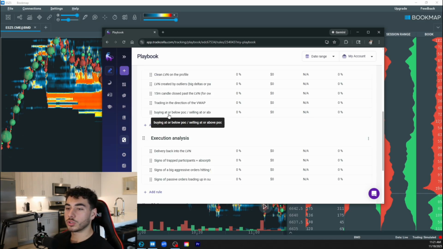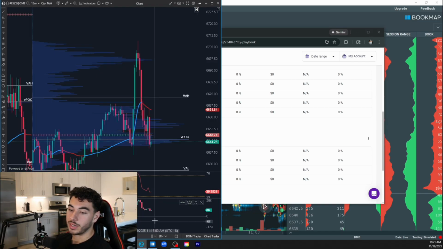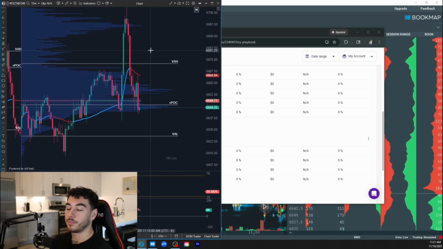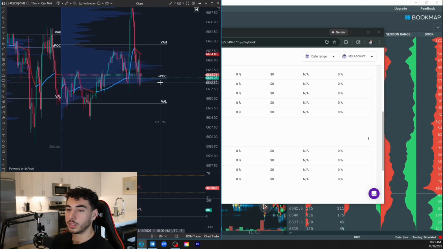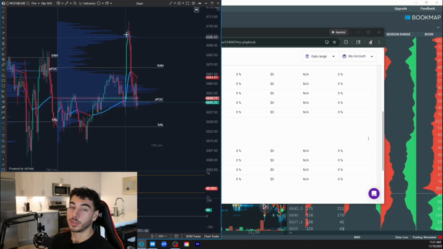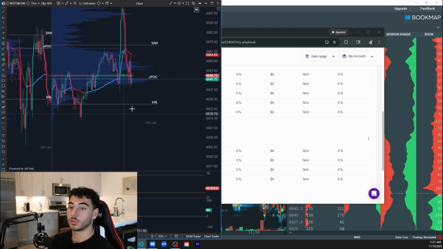And then I also only want to be buying at or below the POC and selling at or above the POC. So remember that area of value that I was talking about. I only want to buy the market and go long in the market when we are at the POC or below the POC. So we're getting a good deal. You're not going to buy your favorite car when it's most expensive. I'm not going to buy the market up here. I want to buy it when it's cheapest. So I'm going to buy it down here.